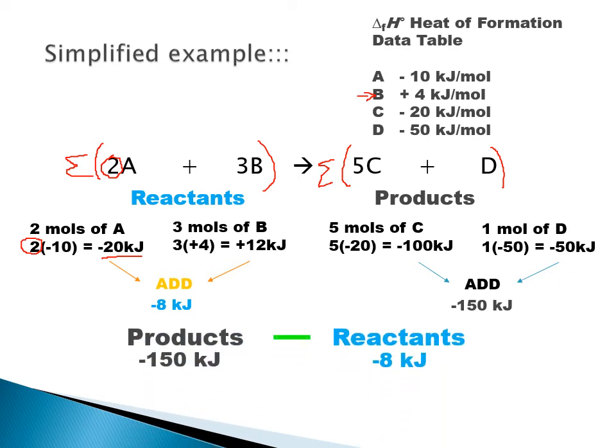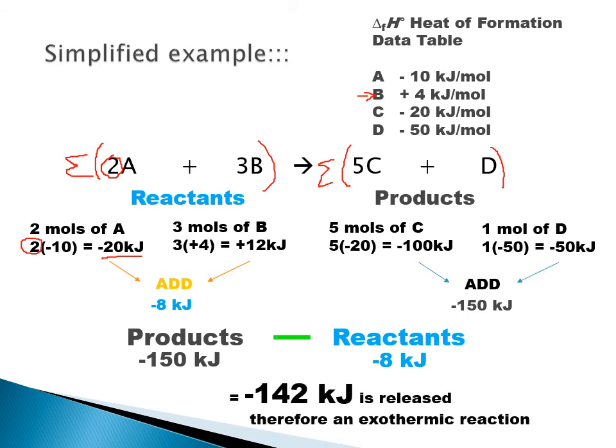Now we simply go products minus reactants. So negative 150 kilojoules minus negative 8 kilojoules gives us a grand total of negative 142 kilojoules is released. So remember from that table from before, negative numbers denote exothermic reactions. This is a negative number, meaning this is an exothermic reaction.